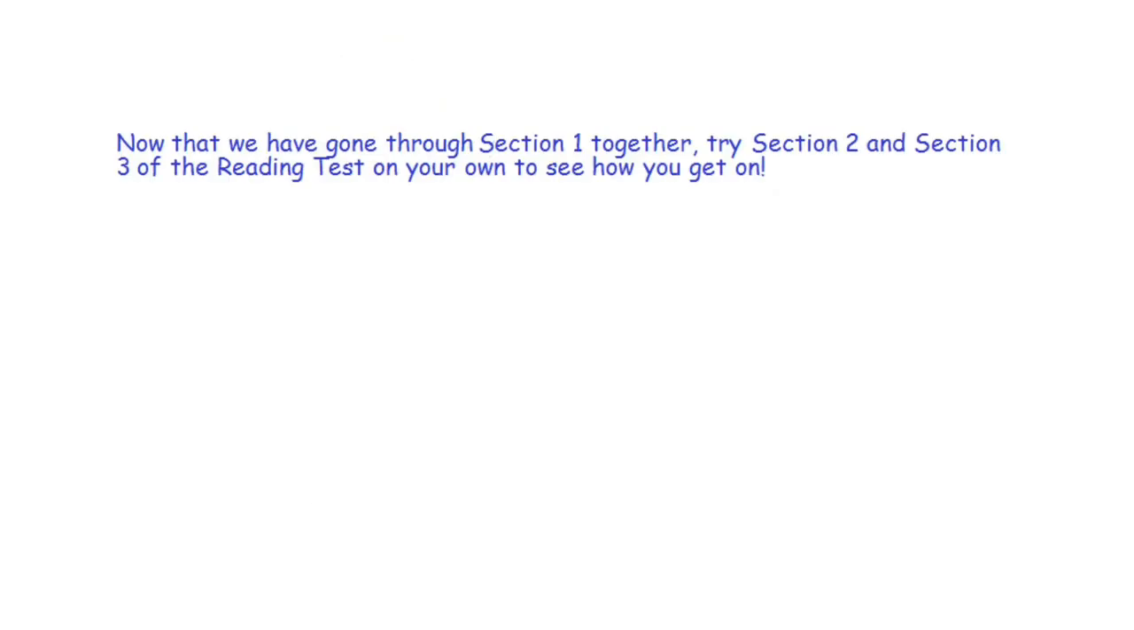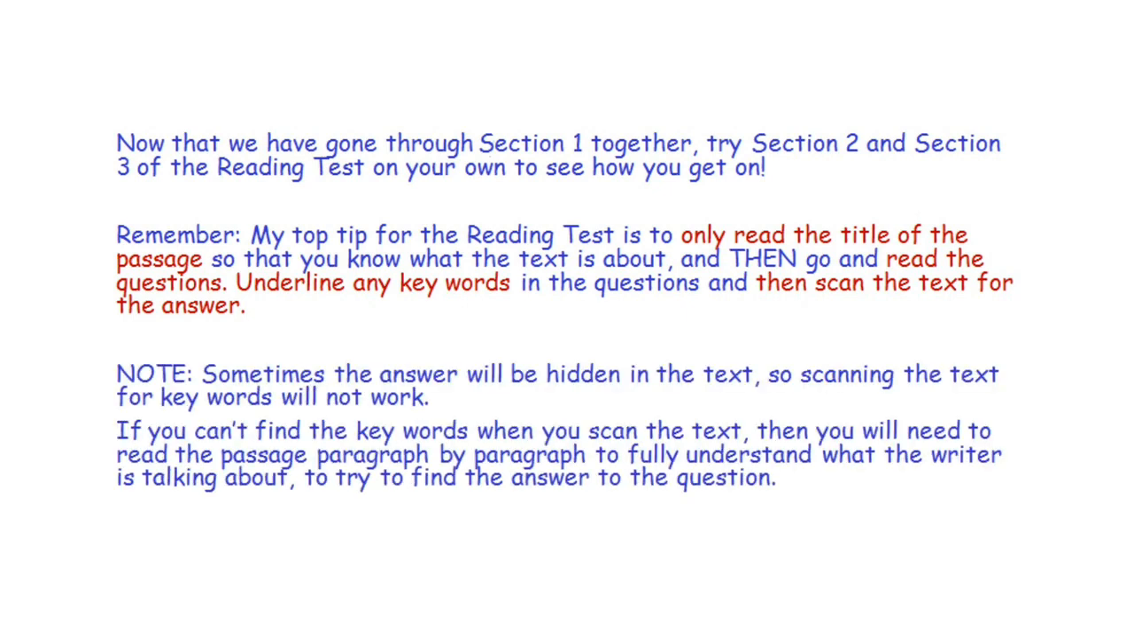Now that we've gone through section 1 together, try section 2 and section 3 of the reading test on your own to see how you get on. Remember, my top tip for the reading test is to only read the title of the passage so that you know what the text is about and then go on and read the questions. Underline any keywords in the questions and then scan the text for the answer. Please note that sometimes the answer will be hidden in the text, so scanning the text for keywords will not work. If you can't find the keywords when you scan the text, then you will need to read the passage paragraph by paragraph to fully understand what the writer is talking about to try find the answer to the question.